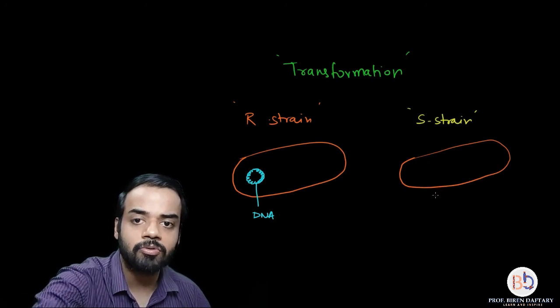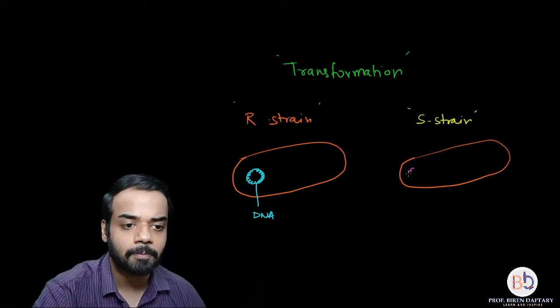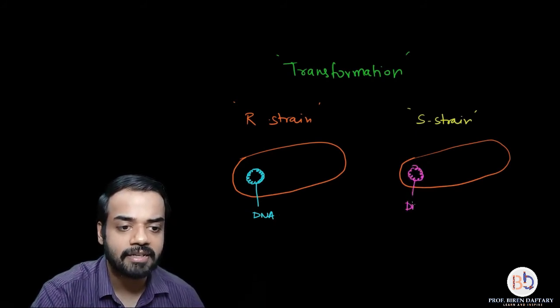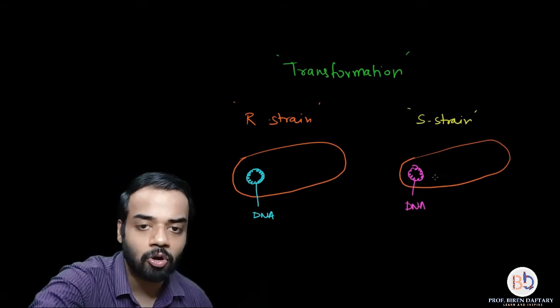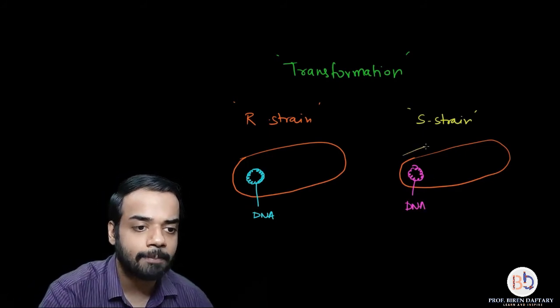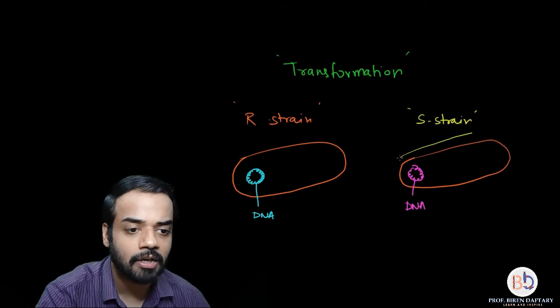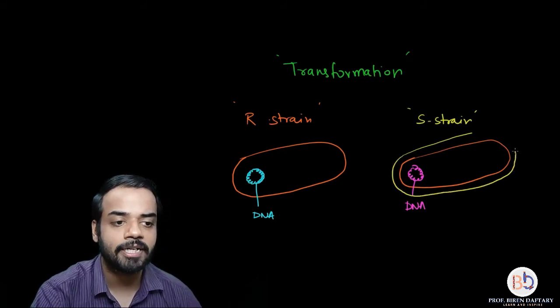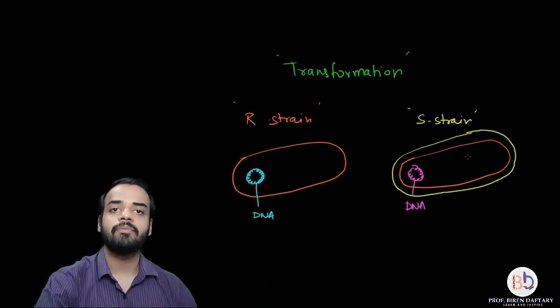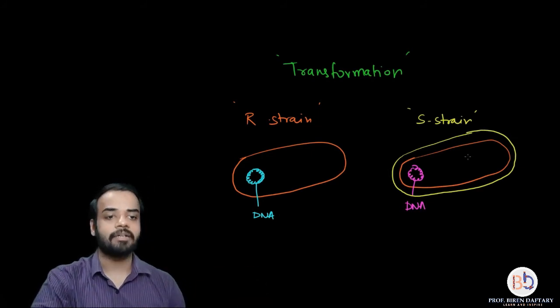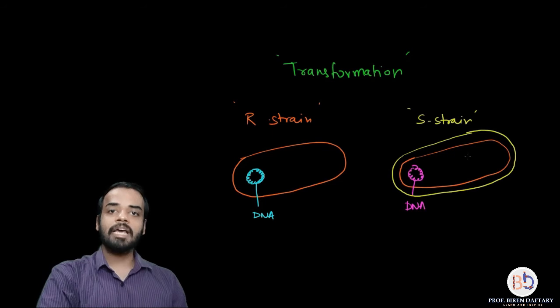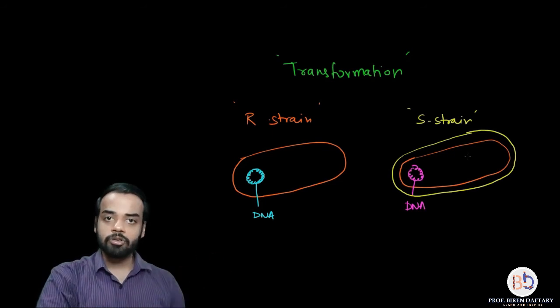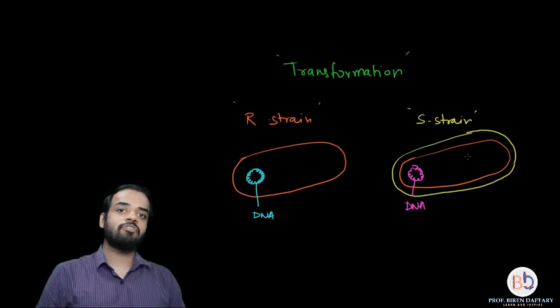And what I am going to do is I am going to use this color, which is purple, and this is the DNA of S strain. But I also have to draw the capsule, so I am going to draw the capsule outside the cell wall, and that is going to be in yellow color because the S strain is capsulated, or it has a capsule covering it, correct?